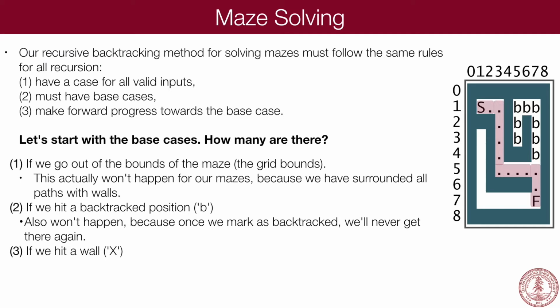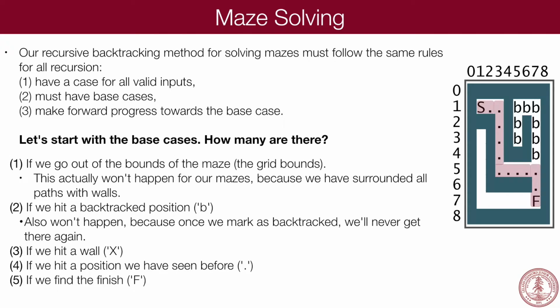If we hit a wall, then definitely that's where we have to say, oh, can't go that direction, and we return. And if we hit a position we've seen before, same thing. So that's why we mark all these things, so that we know where we've been and we can continue making forward progress. Okay, and of course, if we find the finish, we also get a base case, meaning we're complete and we're done.